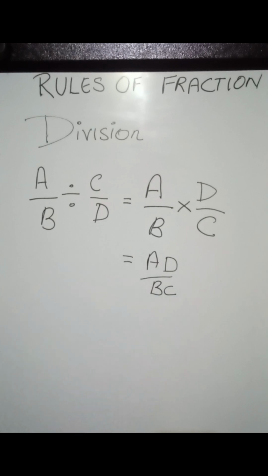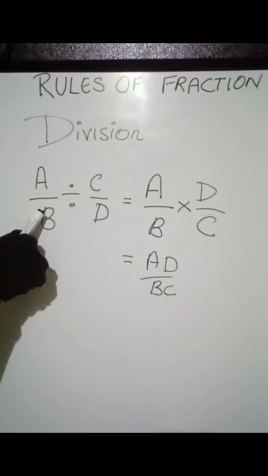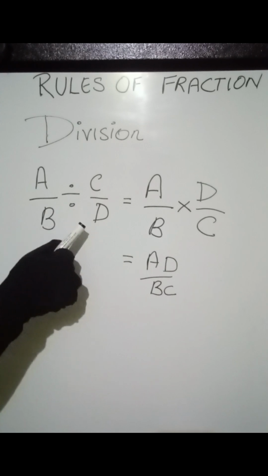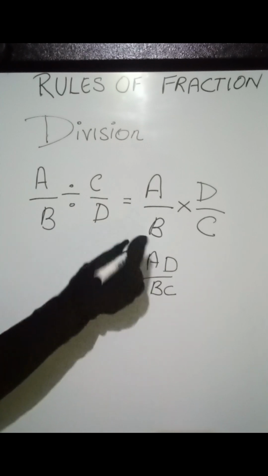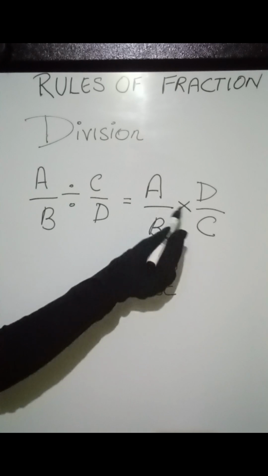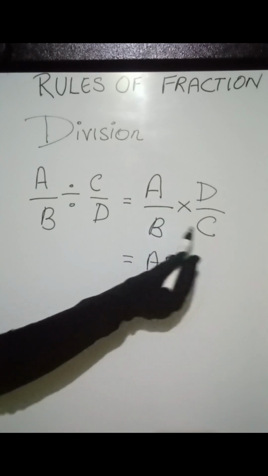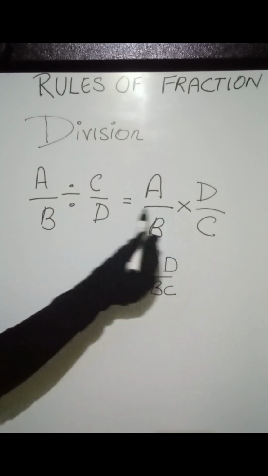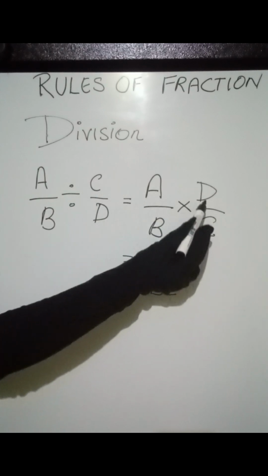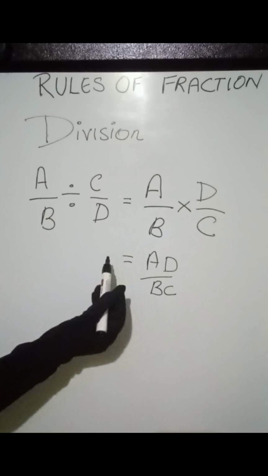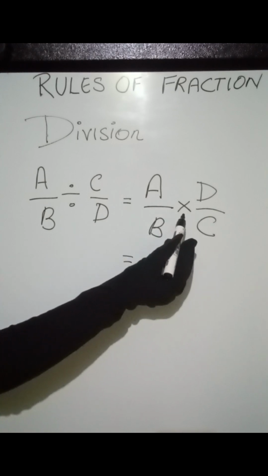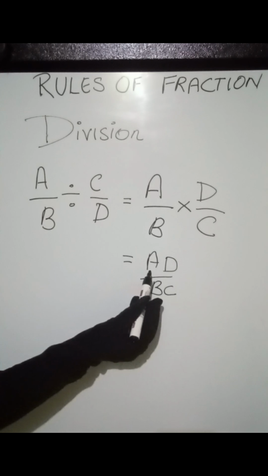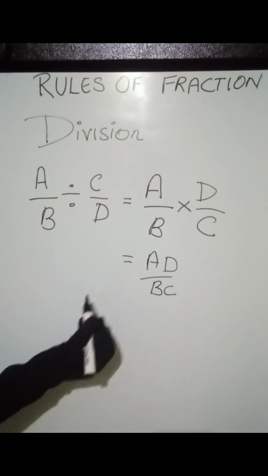I'll repeat again. If you have A by B divided by C by D, then this will be equal to A by B into D by C. You see here the division is changed to multiplication. C by D has changed to D by C. So once it becomes multiplication, this is just a normal multiplication which is equal to AD by BC.